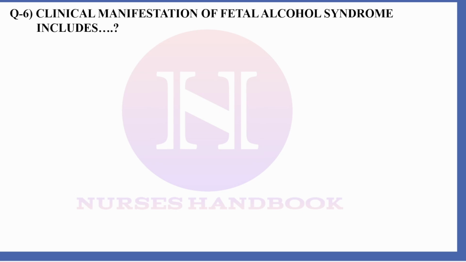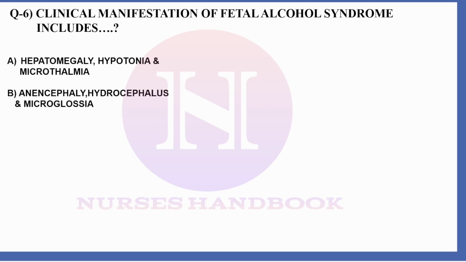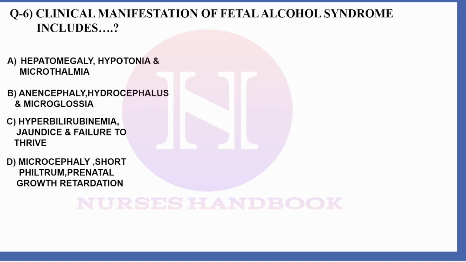Question number 6. Clinical manifestations of fetal alcohol syndrome include option A, hepatomegaly, hypotonia, and microphthalmia. Option B, anencephaly, hydrocephalus, and microglossia. Option C, hyperbilirubinemia, jaundice, and failure to thrive. Option D, microcephaly, short philtrum, prenatal growth retardation. And the correct answer is option D, microcephaly, short philtrum, and prenatal growth retardation.